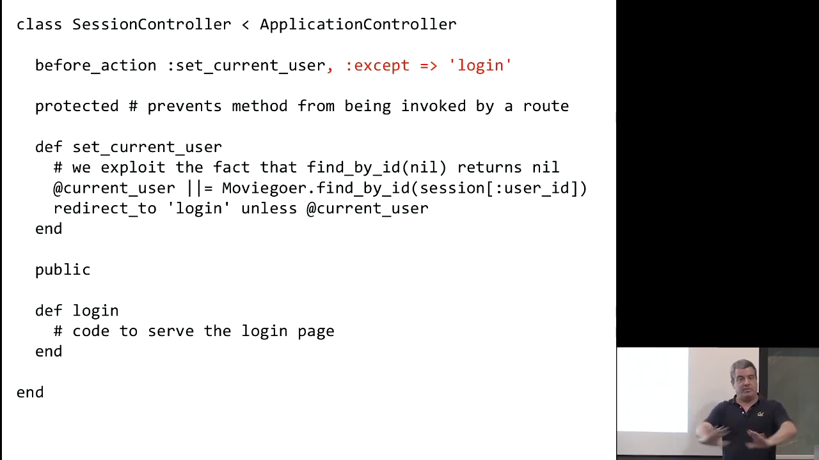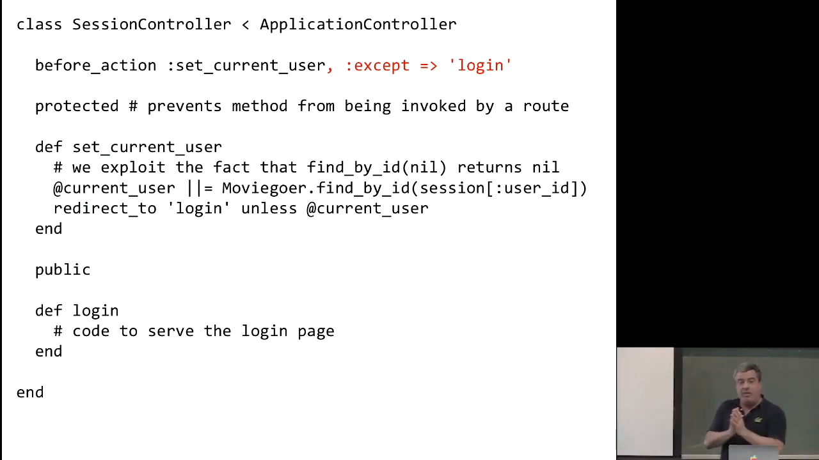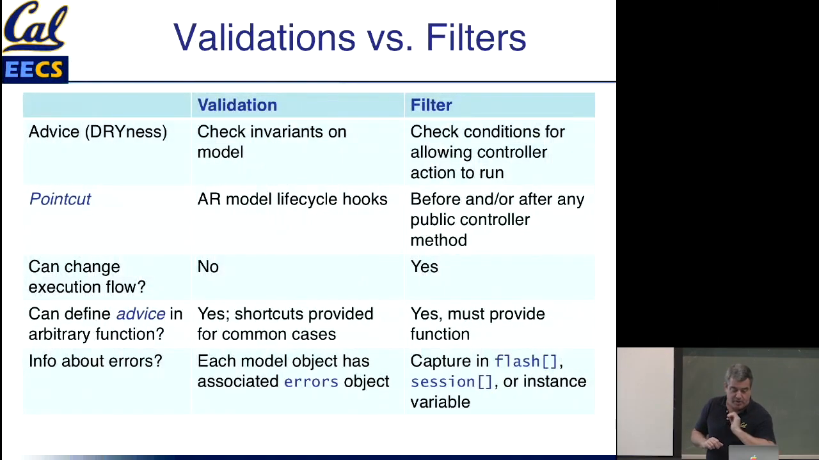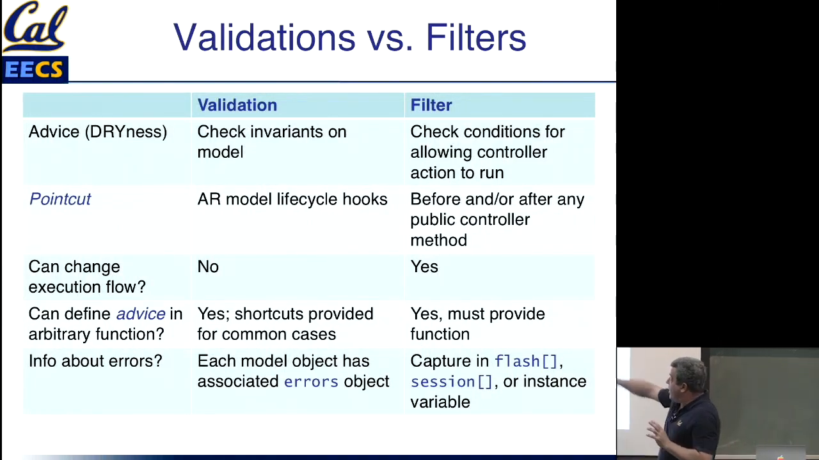OK, let me pause. What questions so far about this? Okay, we've defined two different ways that you can specify a cross-cutting concern and have that code invoked even without you explicitly calling it. And the two ways are validations, which apply to the model, and filters, which apply to the controller. They have many things in common.